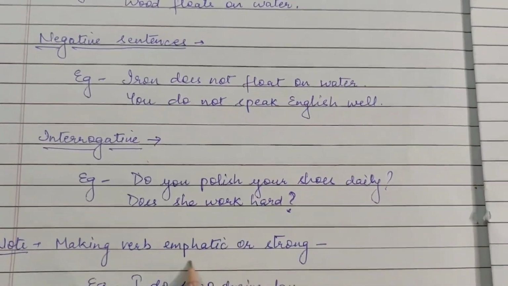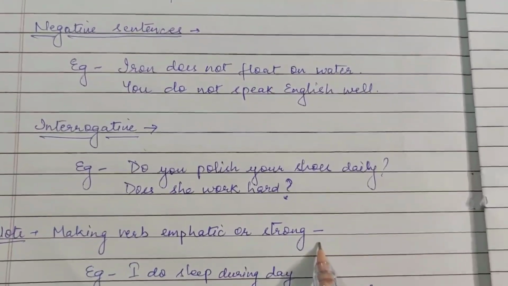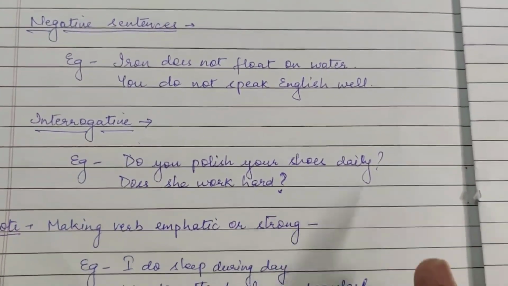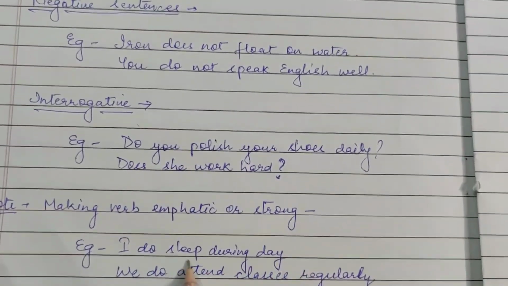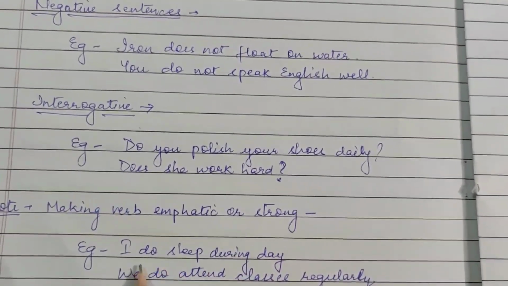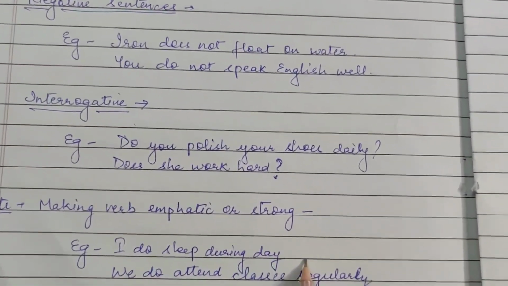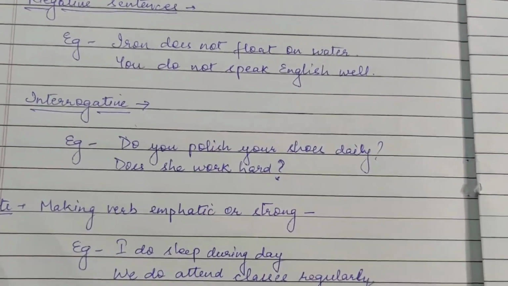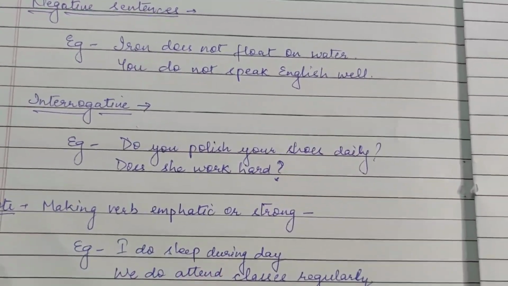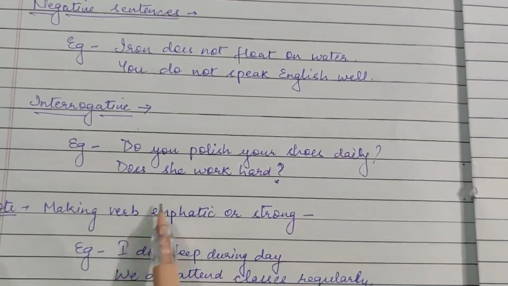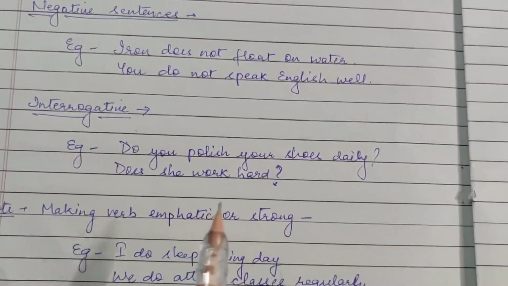Now, making a verb emphatic or strong means we want to lay emphasis on something. Then what do we do? We do sleep during the day. So we are laying emphasis on our sleeping. Yes, I do sleep during the day. We do attend classes regularly. So we are laying emphasis on the fact that we attend the class. So we use do here with the simple present. Let's move further.